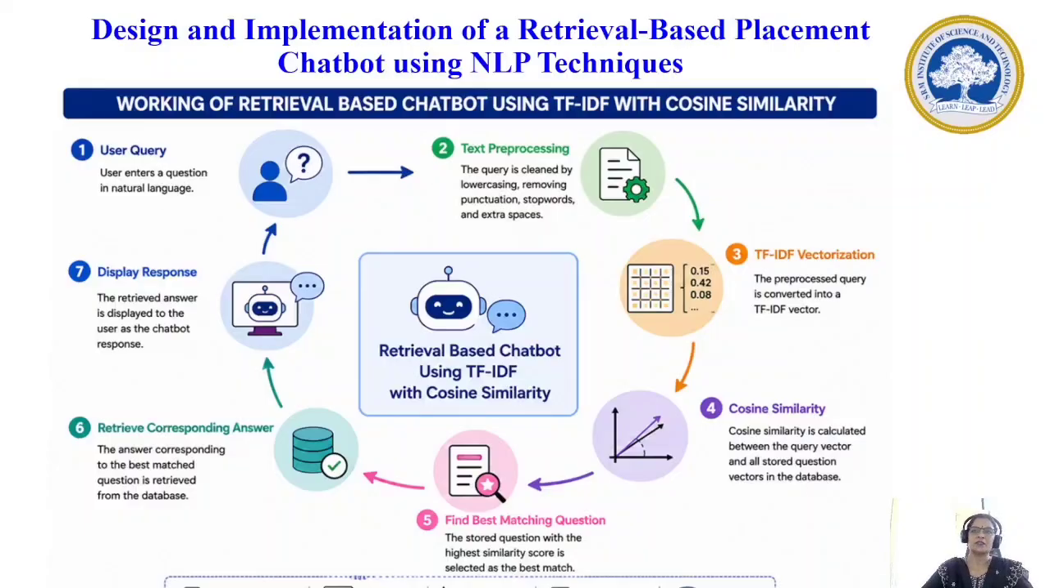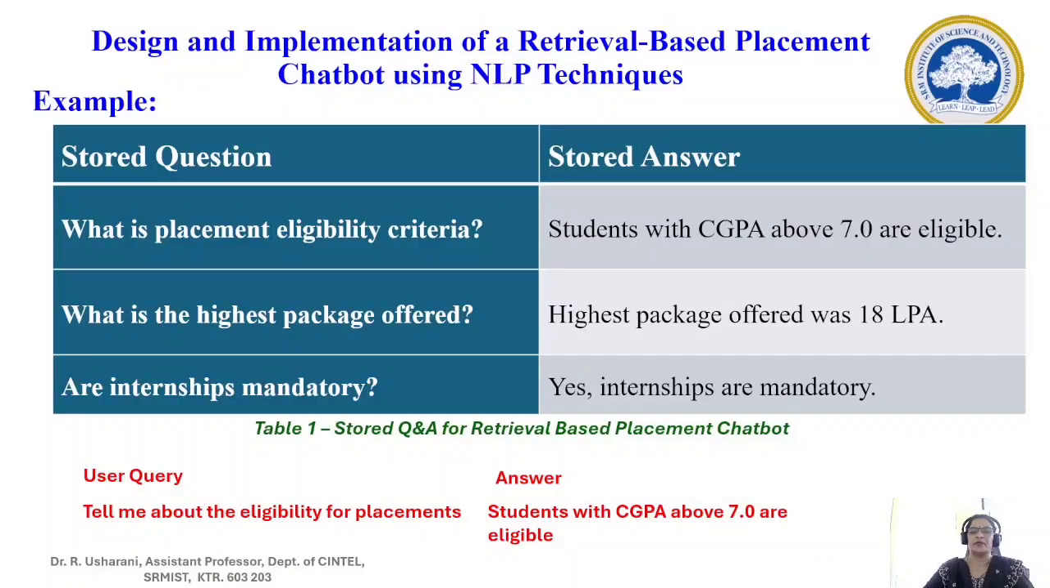So this is how the retrieval-based chatbot works using term frequency, inverse document frequency with cosine similarity. But how does the chatbot determine which question is the closest match? For that, we need to understand the working principles of term frequency, inverse document frequency, and cosine similarity. So let us start with this example. Stored question database: what is placement eligibility criteria? What is the highest package offered? Are internships mandatory? The relevant answers are also stored in the database. Students with the CGPA above 7 are eligible.